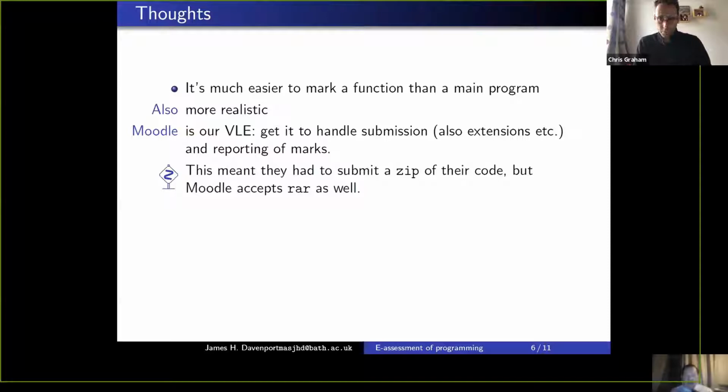The only trouble is it meant they had to zip up their code, and Moodle will accept RARs and so on as well, and things that wouldn't unzip properly. And I'll talk about this later. My typical problem, I had others as well, but this is what I'm going to talk about, was we asked them to evaluate a polynomial by Horner's rule, except it was a matrix polynomial.